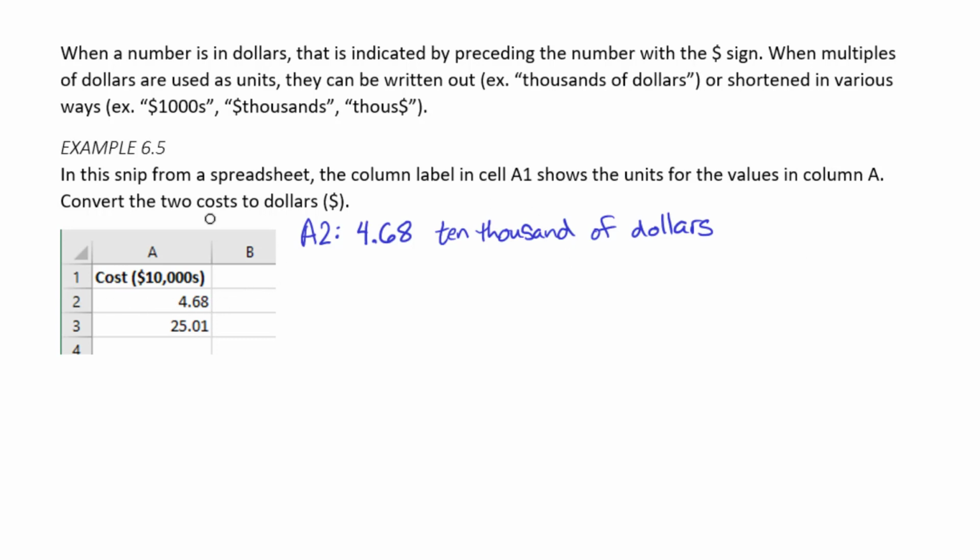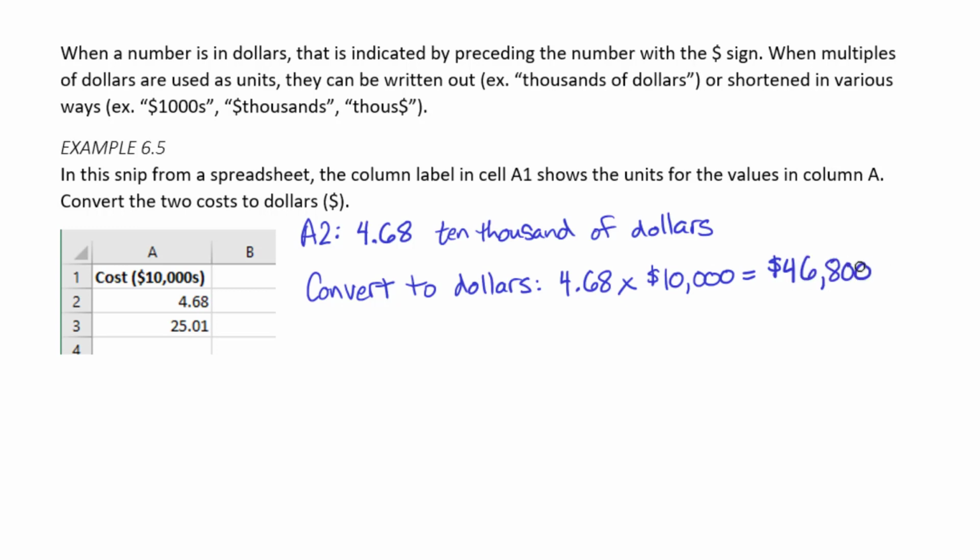And we want to convert this cost to dollars. All you have to do is reverse the process that we did in example 6.4, where to get something into thousands, we divided by 1,000. Here, we want to get something out of 10,000s, so we're going to multiply by 10,000. 4.68 in 10,000s of dollars comes to 46,800 in dollars.